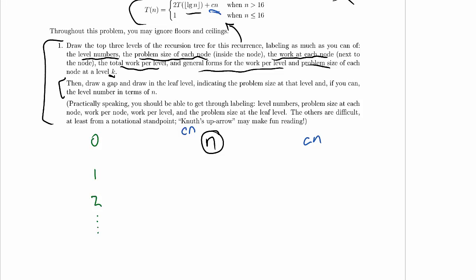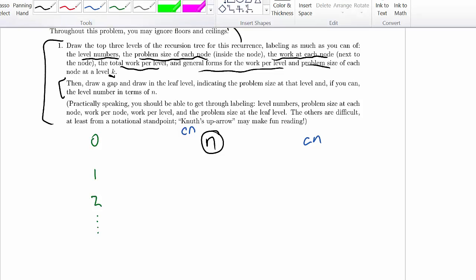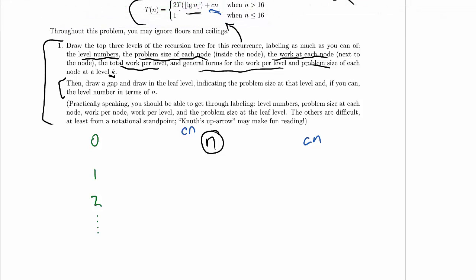So let's go back and put in more structure of the tree. How many children does the root node have? Well, there are two subproblems, so it's going to have two children. I can see up here in the recurrence that there are two subproblems. That's what this 2 tells me. So I'm going to have two children. How big is the problem size inside those children? It is of size log of n, and I'm going to ignore floors and ceilings, just like I was told to. So this is log of n.